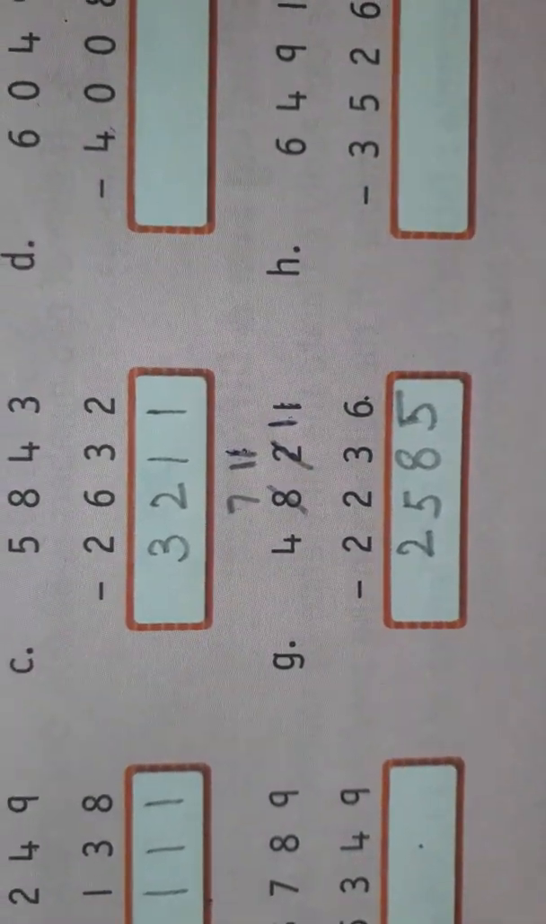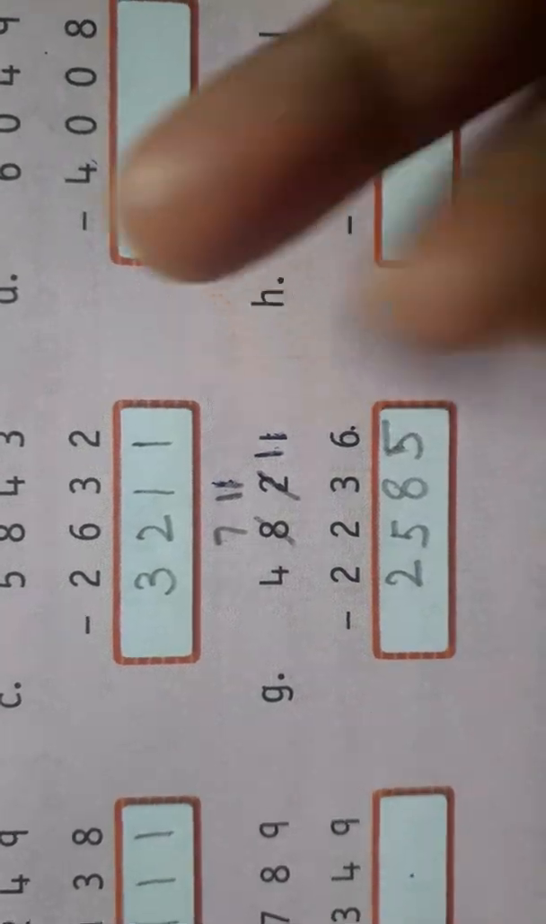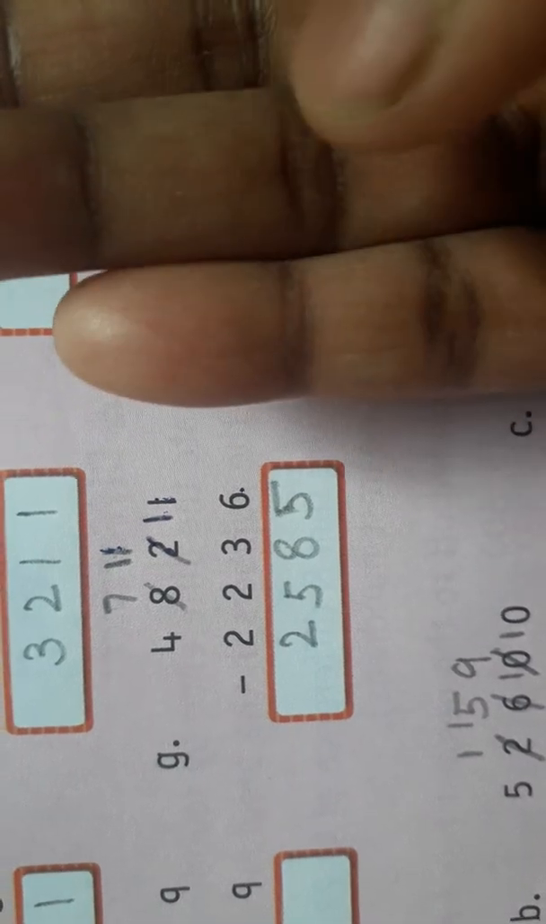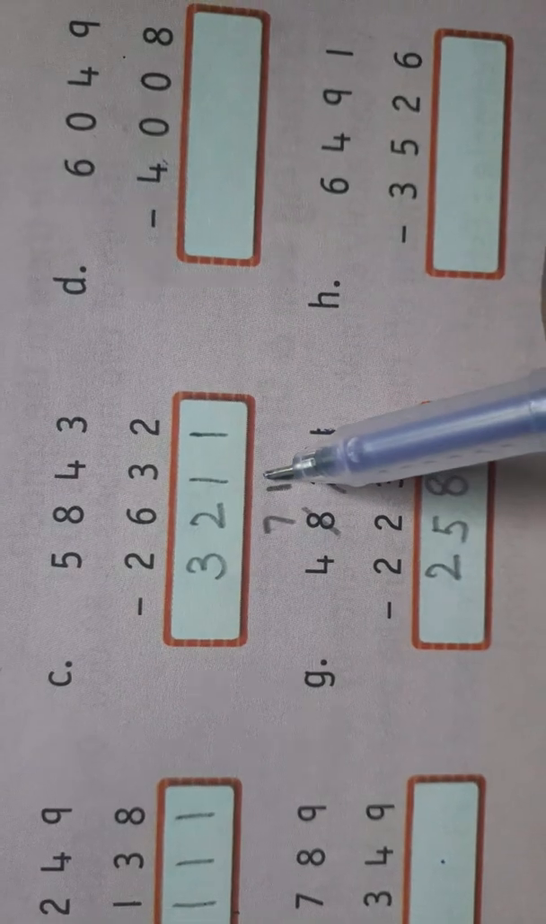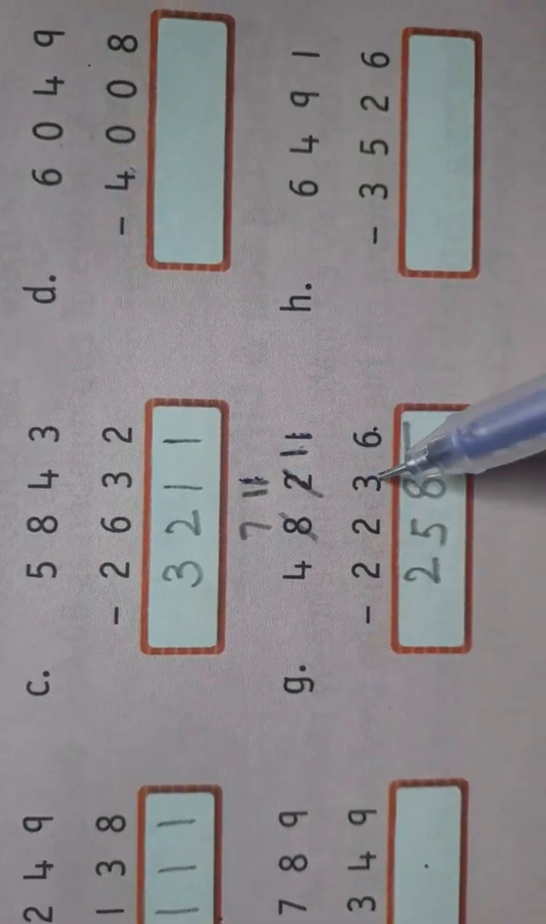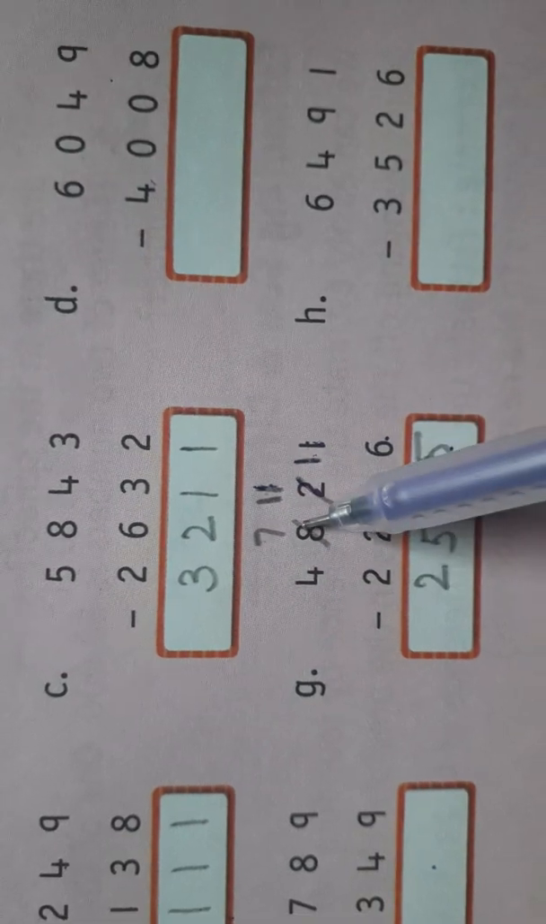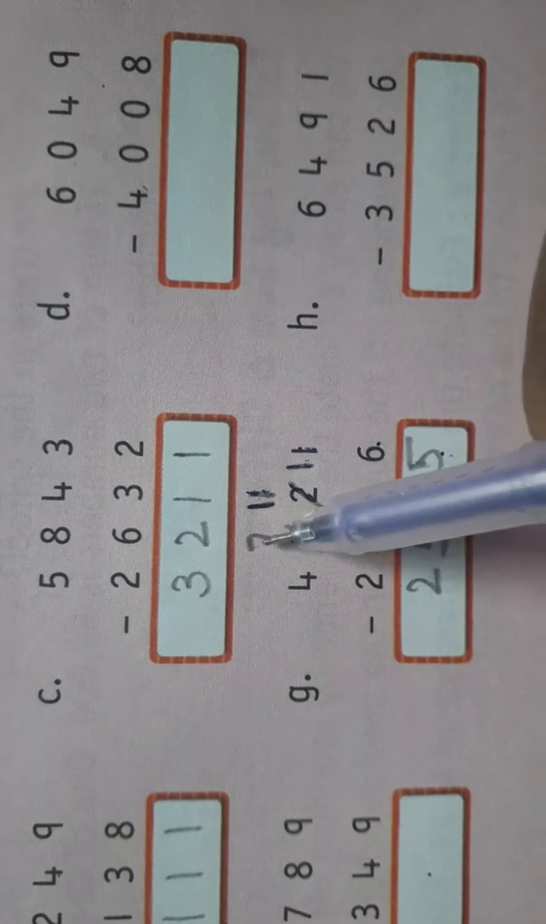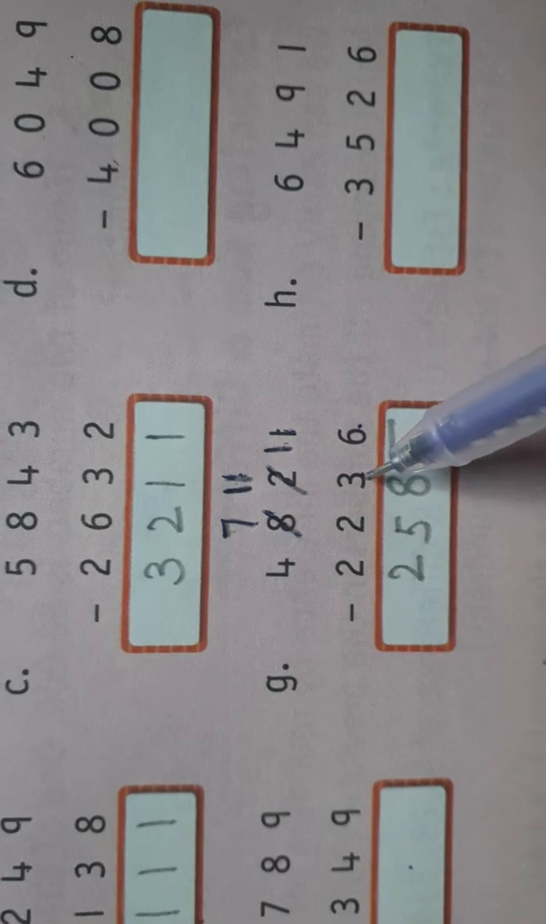Now, 11 minus 6. So, after 6, we will count till 11. After 6, 7, 8, 9, 10, 11. So, how many digits? 1, 2, 3, 4, 5. 5 digits. 5 in the answer. Now we have 1. From 1 can we take out 3? No. So again borrow. From 8 we are taking one number here. This will become 7. So 11 minus 3.